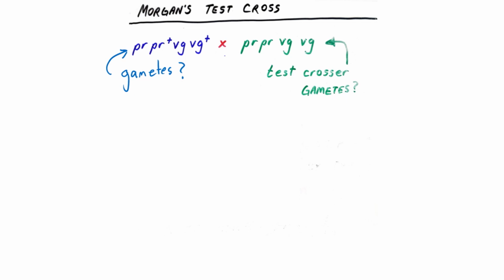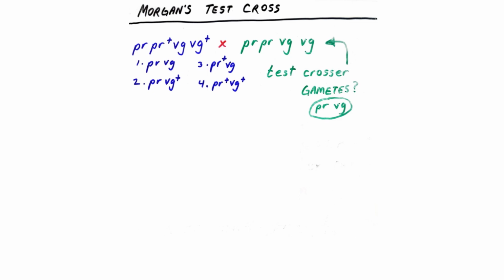Think about the gametes that they're producing. The F1 double heterozygotes, PR, PR+, VG, VG+. The test crosser is going to be the recessive for both, PR, PR, VG, VG. So we know the test crosser gametes. Mendel's law of segregation, they're going to put in one PR and one VG in each, but all they have are those. So every gamete is always going to be the same. For the heterozygous F1, it's going to be a PR and a VG, or a PR and a VG+, or a PR plus and a VG, or PR plus and a VG plus. Those are the four options that they could put together.